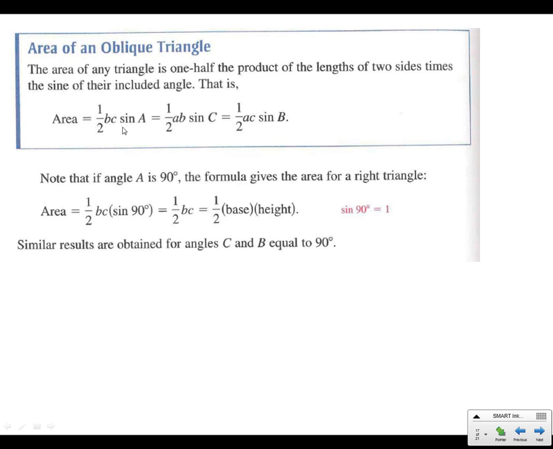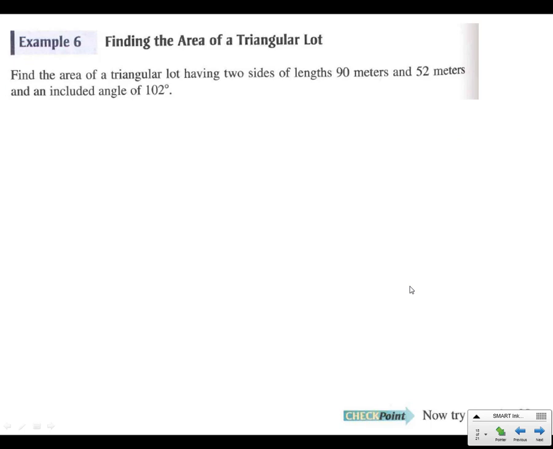1/2 base times height turns into 1/2 two sides times the sine of the angle in between them. Okay, so AB sine the other angle. If we know two sides and the other angle, we can find the area. And if the angle is 90 degrees, the sine of 90 is 1, so that just turns into base times height, the formula you've always known.